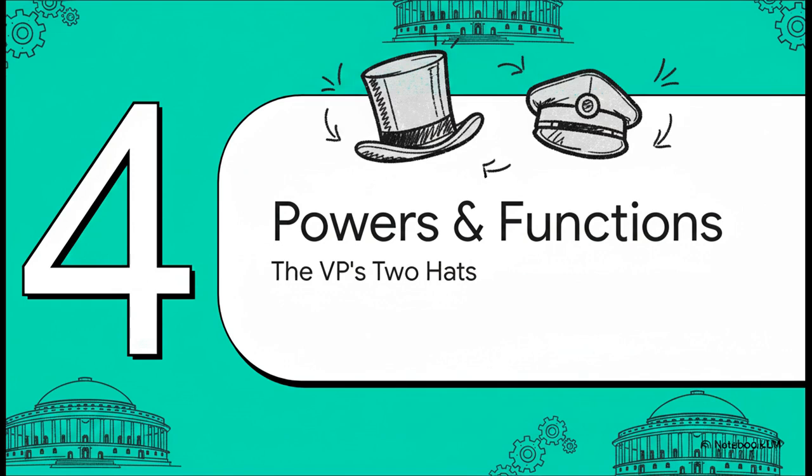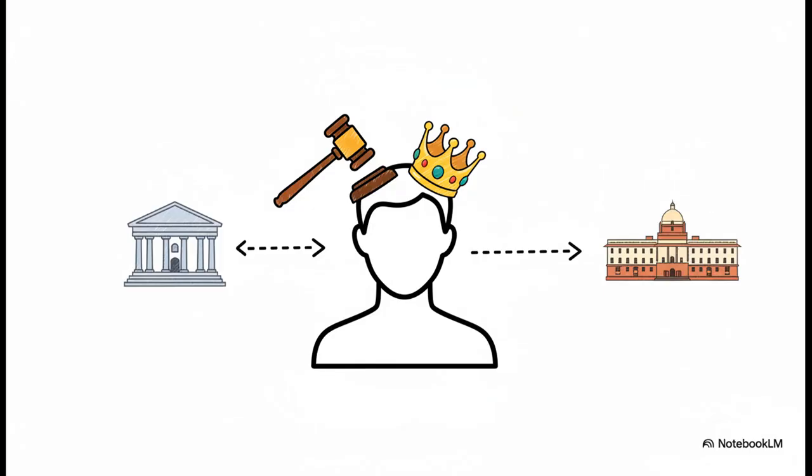Well, you can think of the VP as wearing 2 completely different hats. So this office really has a dual personality. The first role, the everyday gig, is being the ex-officio chairman of the Rajya Sabha. And ex-officio just means they hold that position simply because they're the vice president.